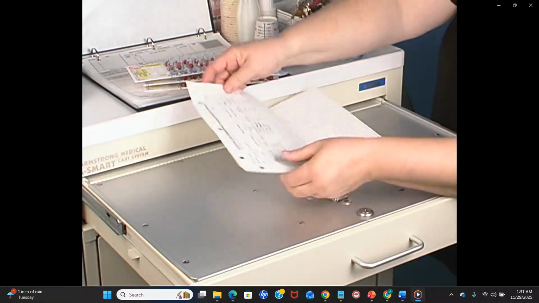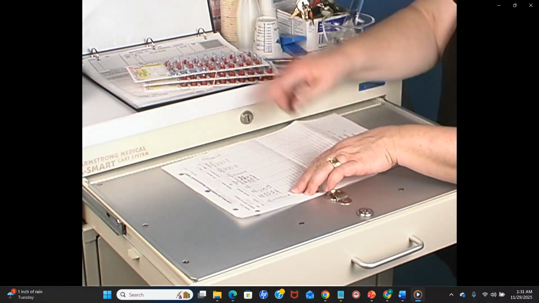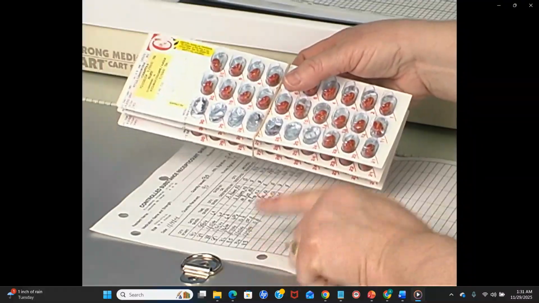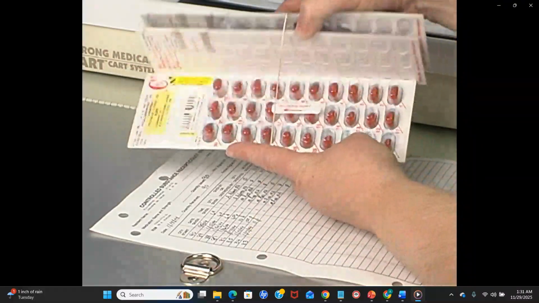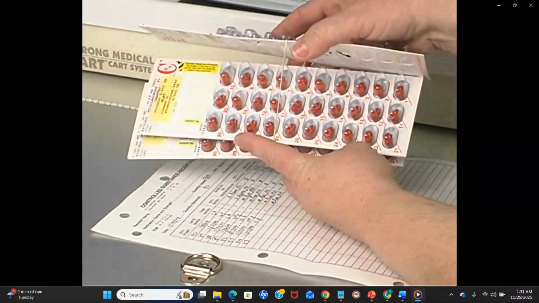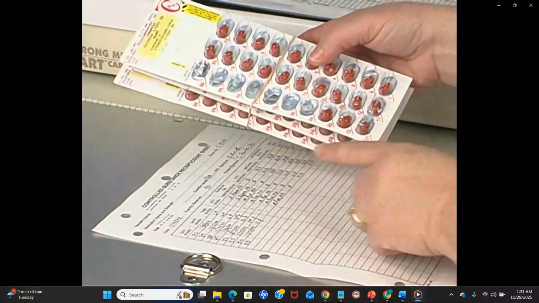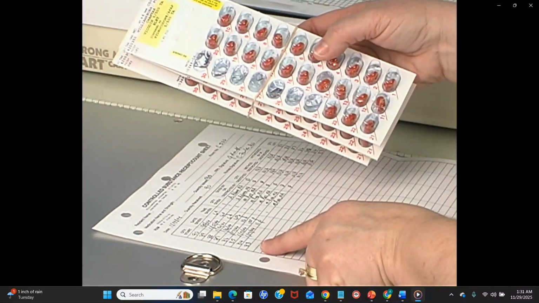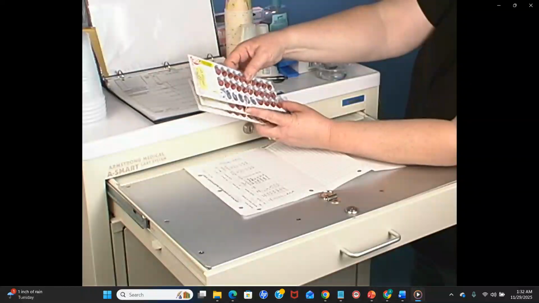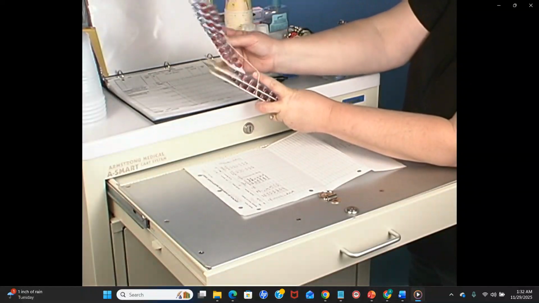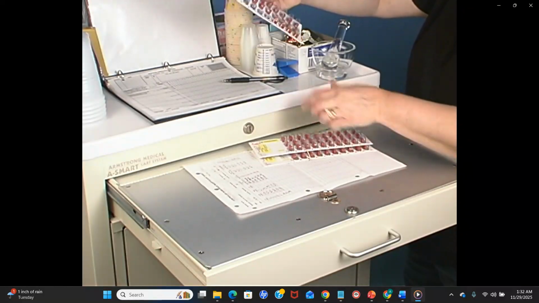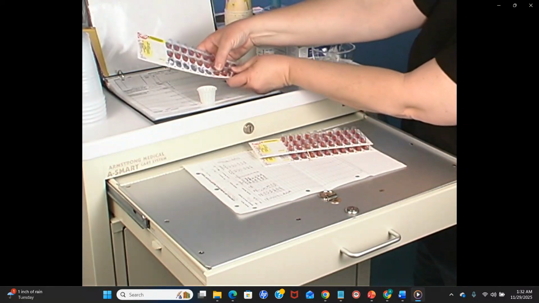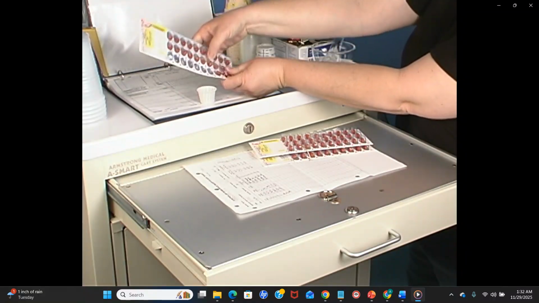Refer to the controlled substance sheet and verify the remaining count of this medication before removing the needed number of pills. The numbers must match exactly. If they do not, alert your supervisor immediately. Remove the needed number of pills and place them in a paper medication cup.